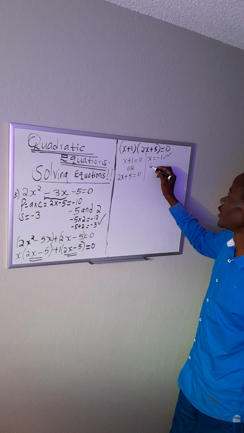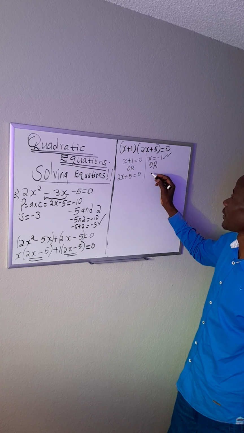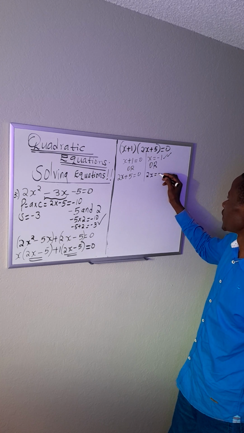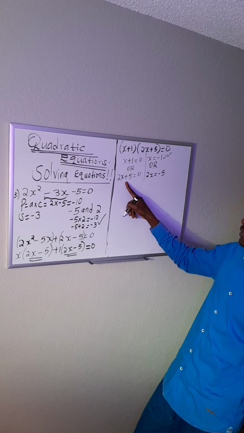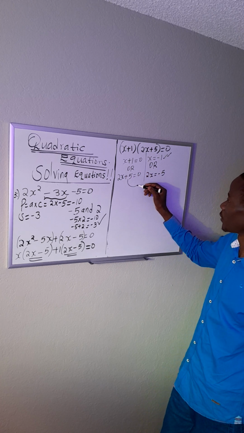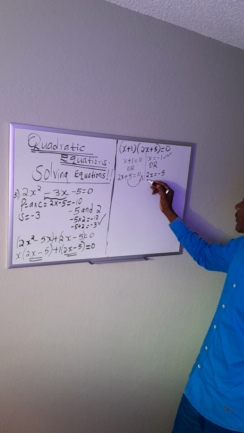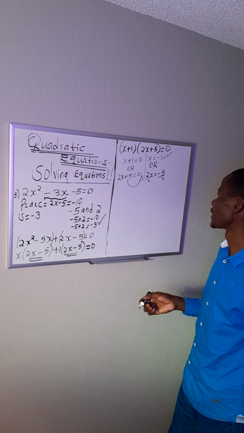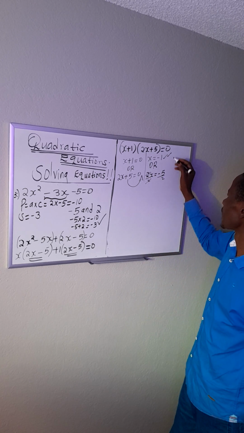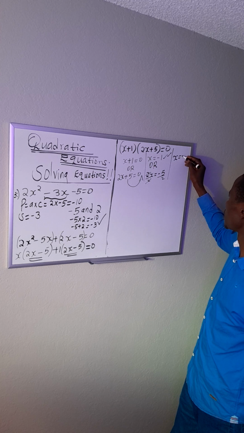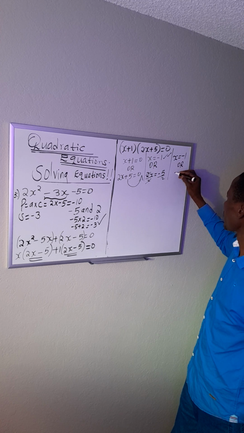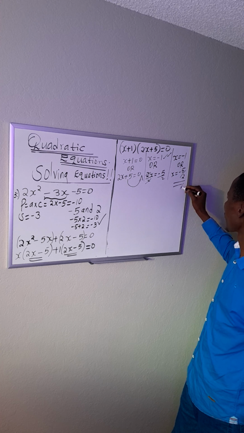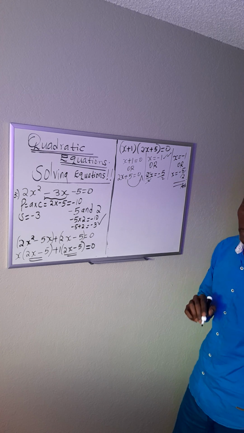The second root of x, or the second value of x: I have 2x is equal to -5. When this +5 crosses the equal sign to come this side, it becomes negative. I divide through by 2 to get the value of x. Therefore, the two values of x are x is equal to -1 or x is equal to -5 out of 2. So those are my solutions to that particular question.